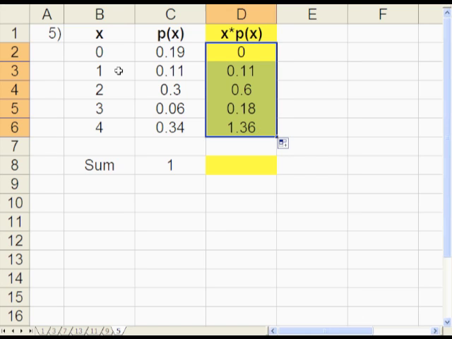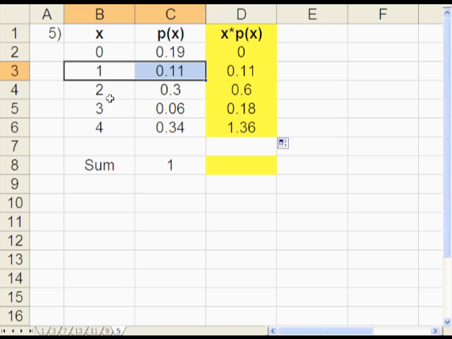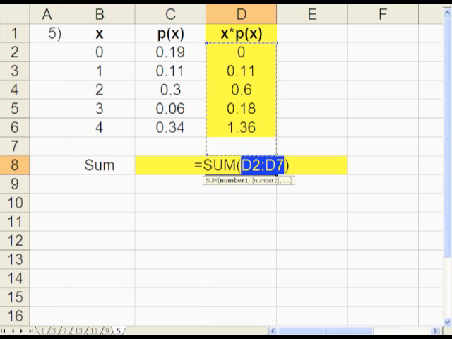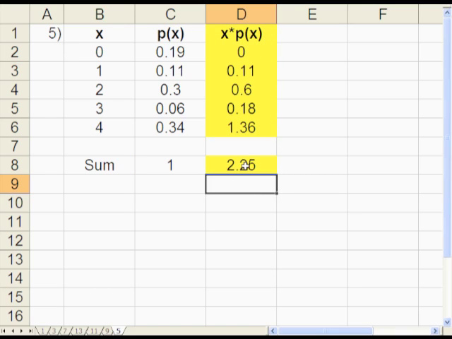We have performed all the necessary products using autofill. Sum your values. We find that the mean is 2.25.